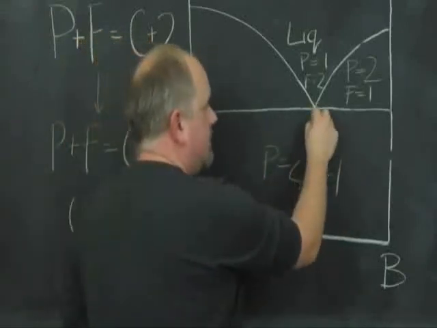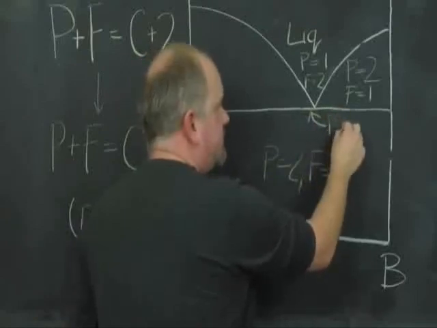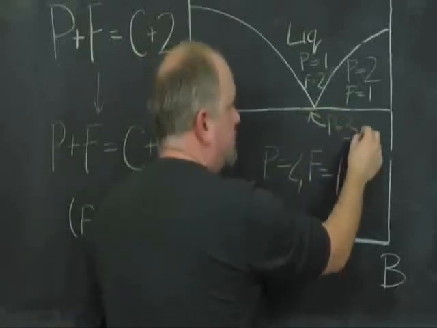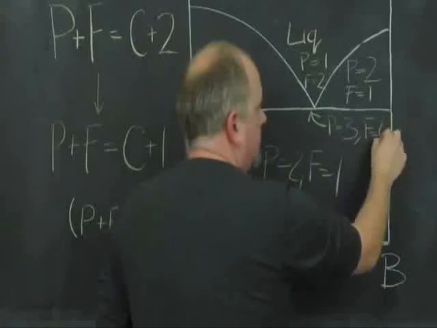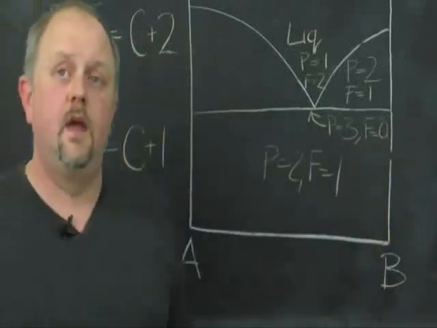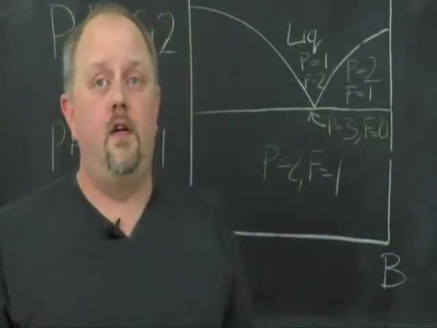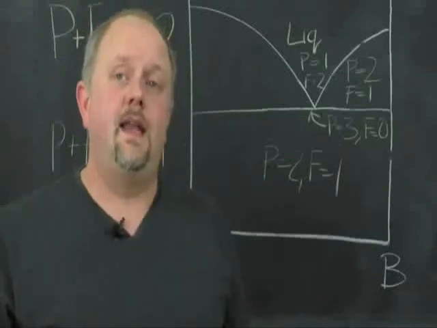Anywhere along the eutectic line, we have 3 phases. So P equals 3, which means we have no degrees of freedom. So that means we have to fix all of the variables to define the system at any given point.